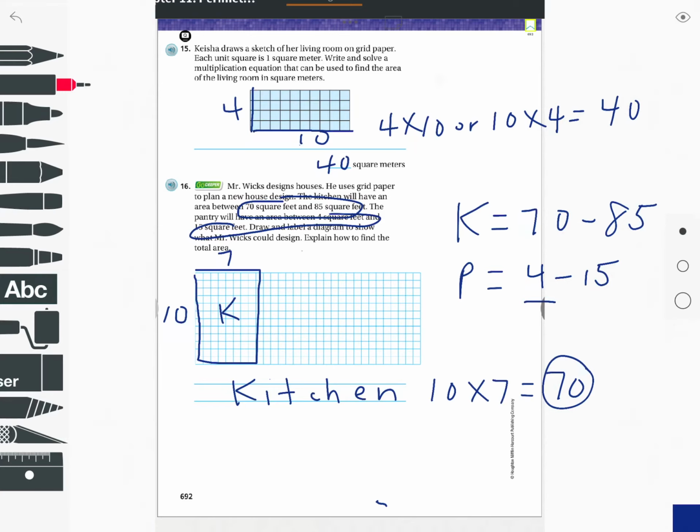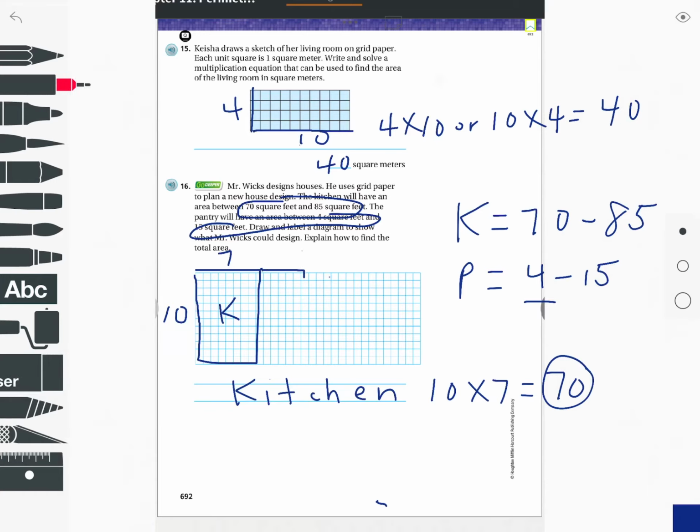So I'll do 1, and I'm going to attach it because this is my pantry, which actually should be part of your kitchen. So I'm going to do 1, 2, 3, 4, 5, 6, 7, 8, 9, 10. 1, 2, 3, 4, 5, 6, 7, 8, 9. Oh, I made a mistake. Sorry. It has to be an area of, I said 10. So it's going to have to be 5 by 2 because 5 times 2 is 10.